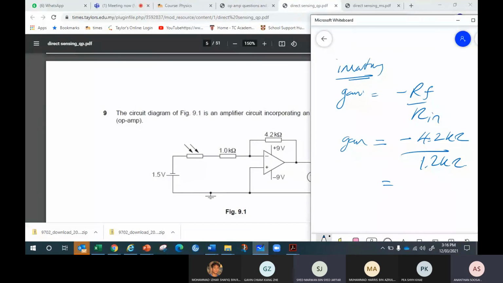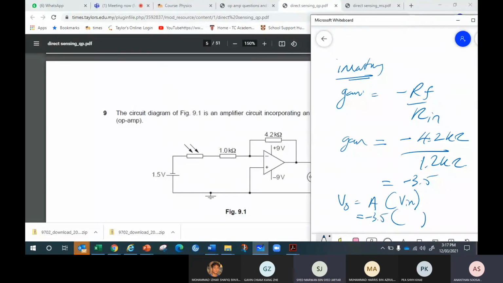4.2 divided by 1.2. How much do you get? 3.5. Negative 3.5. The gain is negative 3.5. So the output will be the gain times the input. The gain is negative 3.5.